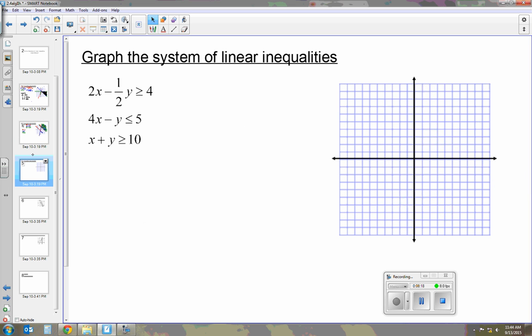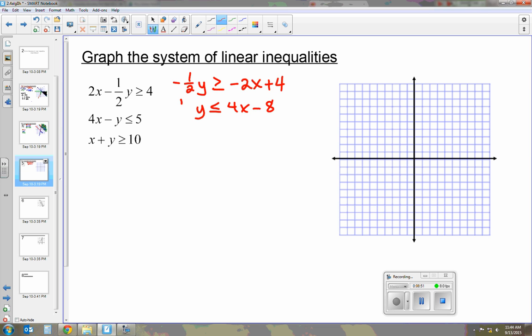Okay, I have one more graphing example to show you. Let's put it in slope-intercept form like usual. So we have negative 1/2 y is greater than or equal to negative 2x plus 4. We're going to multiply everything by negative 2 to get rid of that fraction. And remember, when you multiply or divide by a negative number with an inequality, we have to flip that inequality sign. So we get y is less than or equal to 4x minus 8 as our first inequality.